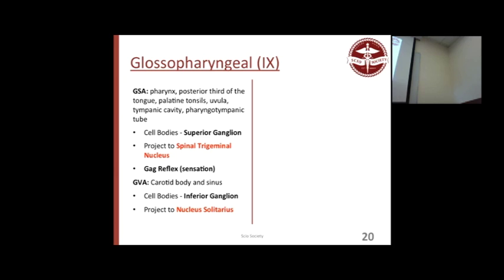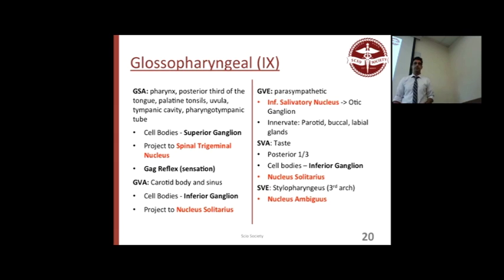What were you saying with the S and S thing? Oh, GSA. So all the somatic afferents are going to go to your superior ganglia. All the visceral are going to go to your inferior ganglia. And that's true for glosso, that's true for vagus. Both of them have the superior and inferior ganglion. That's where the cell bodies are located. For both of them, the somatics always go to your superior, the visceral always go to your inferior. Okay. So we already talked about this. This goes back to your solitary nucleus because it's visceral. All the visceral goes back to your solitary nucleus.